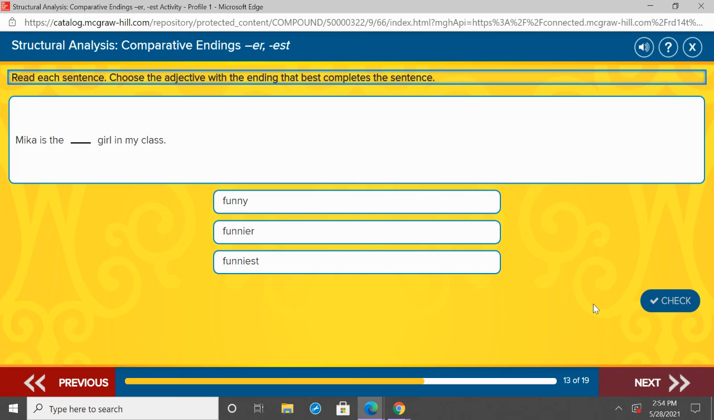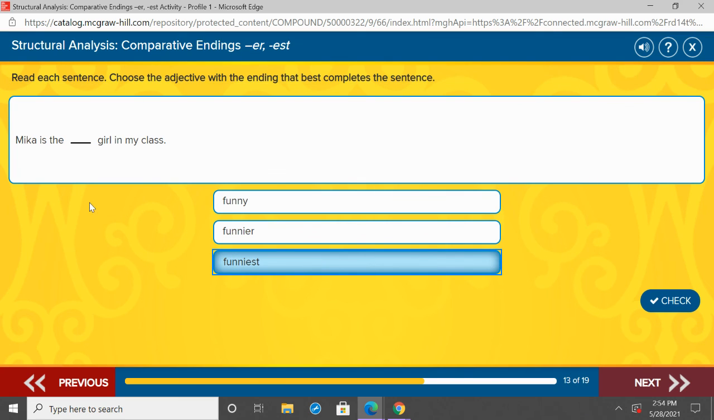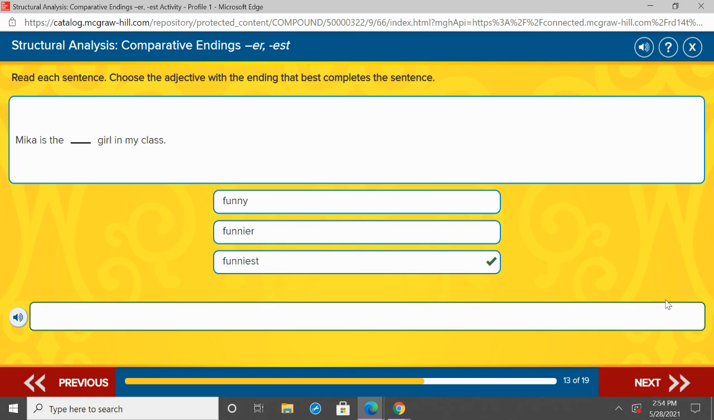So you should have picked funniest because you're comparing Micah to all the girls in the class. That's more than just comparing two. So we need funniest. Funny ends with a Y. Drop the Y, add an I, and add our EST ending in this case since we're comparing more than two.